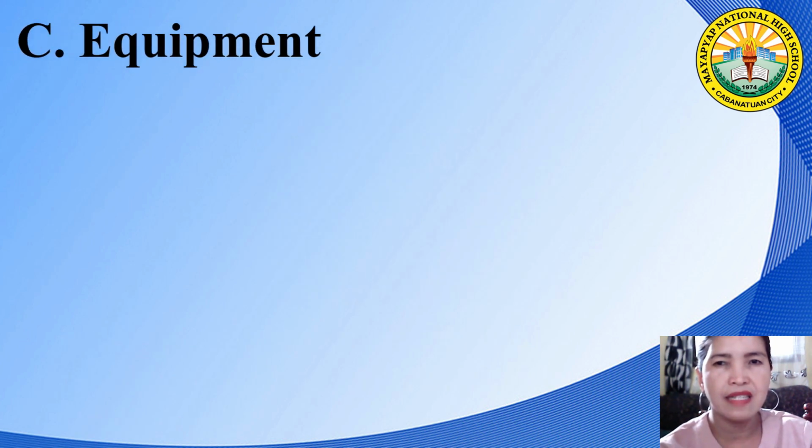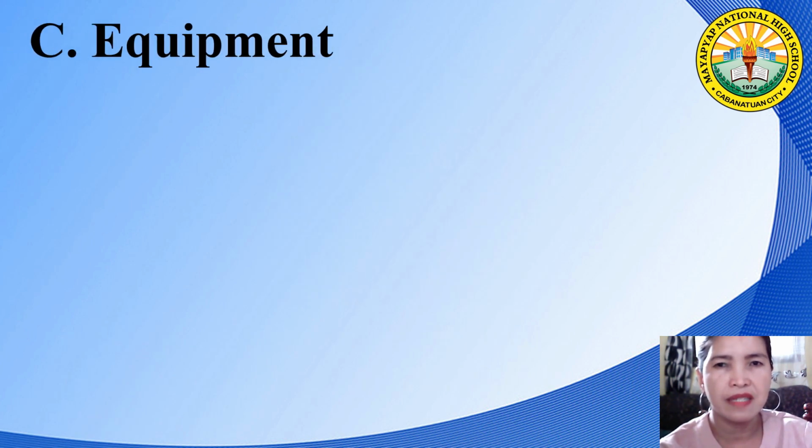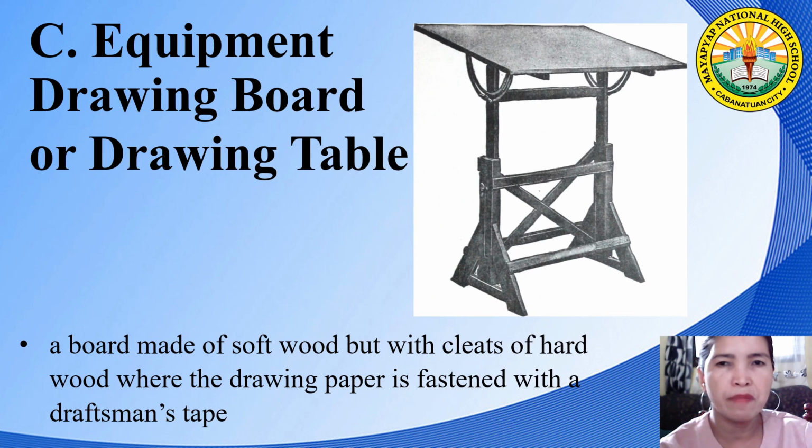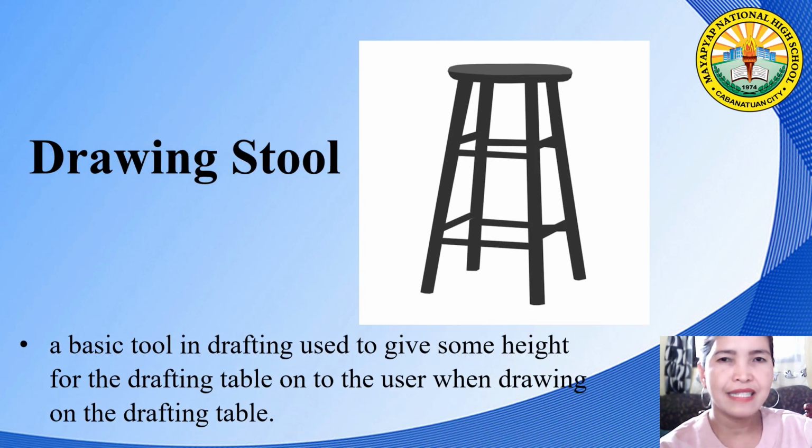The next are the different equipment in drafting. The first is the drawing board or table. It is a board made of softwood but with pleats of hardwood where the drawing paper is fastened with a draftsman's tape. The last is the drawing stool. It is a basic tool in drafting used to give some height to the user when drawing on the drafting table.